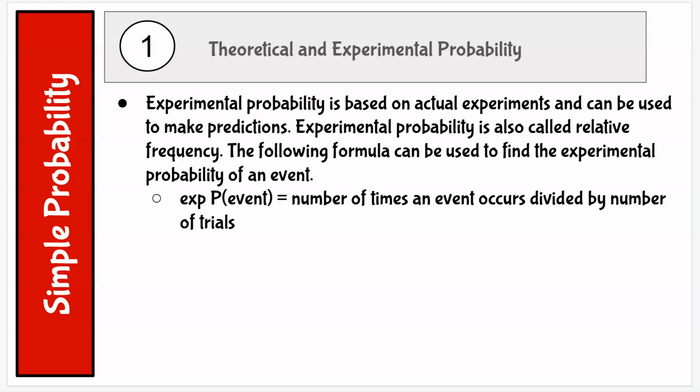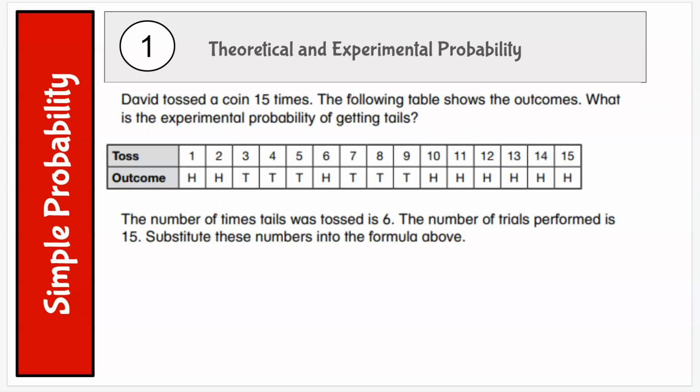So this time we would run a specific number of trials. Let's look at that. David tossed a coin 15 times and he recorded those outcomes. The number of times tails was tossed is 6, and the number of trials performed is 15. So we would put that into our formula. We want to find the experimental probability of getting tails, so I would say probability of tails.